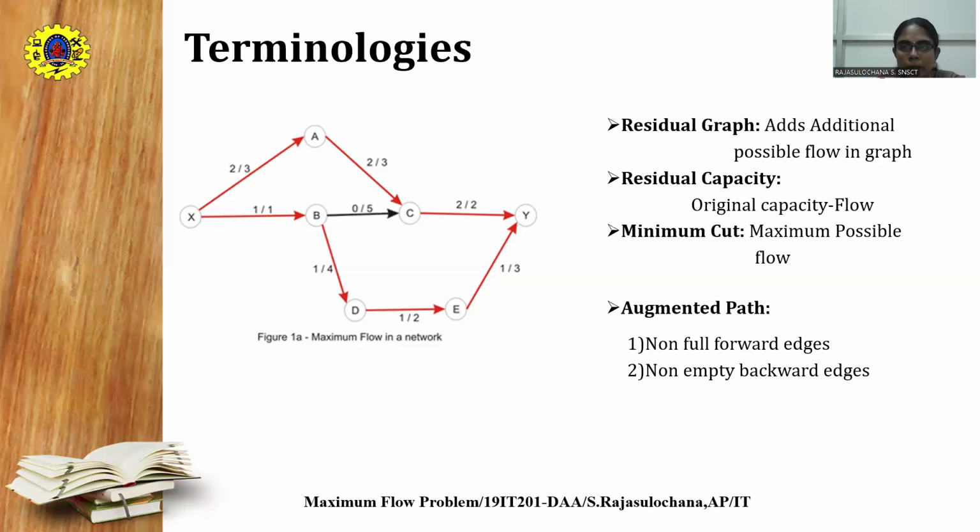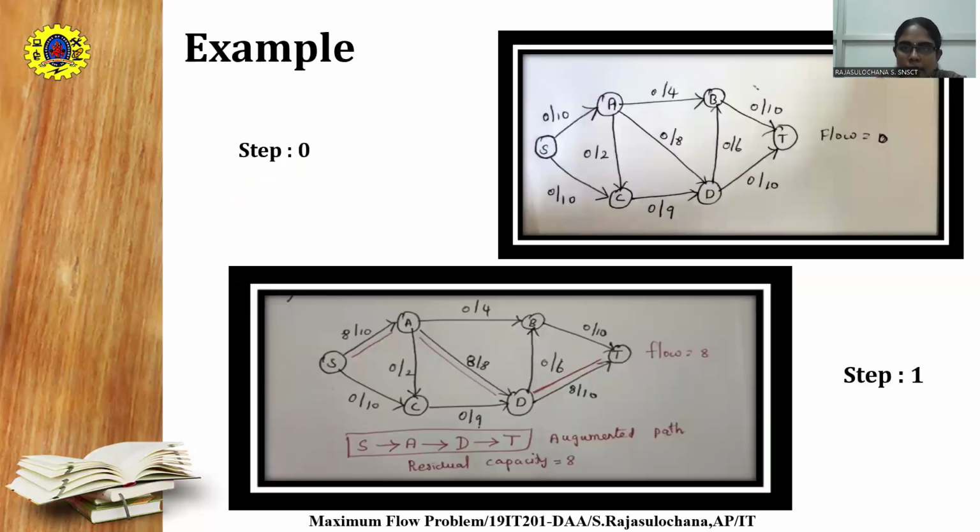The augmenting path which is being chosen should satisfy two conditions. One is non-full forward edges. The path which is being chosen should have non-full forward edges, and the second one is non-empty backward edges. So let us discuss this Fulkerson algorithm with an example. Here a graph is given. Each edge has a specific weight. Here the vertex S represents the source vertex and vertex T represents the destination or the sink vertex.